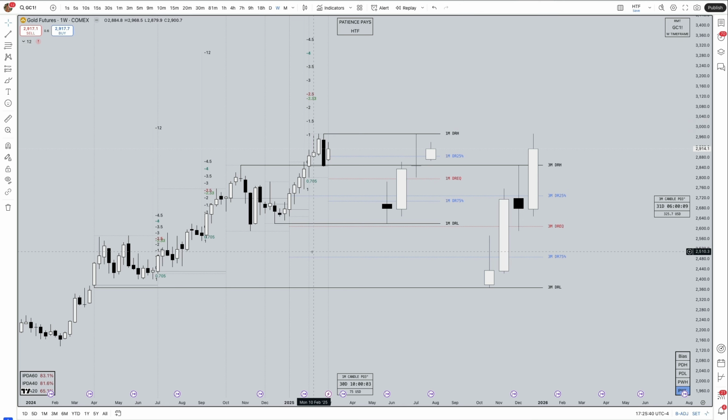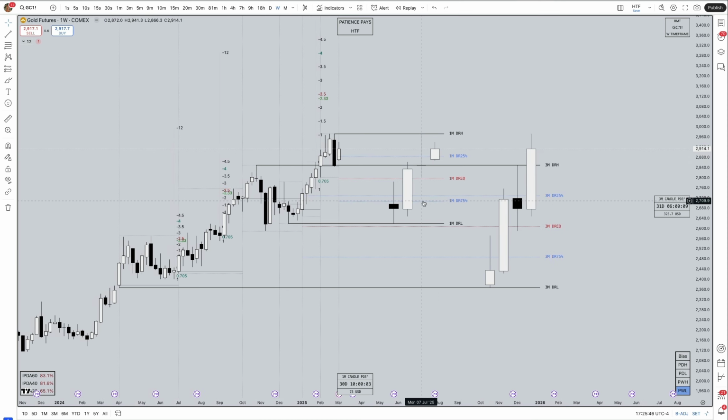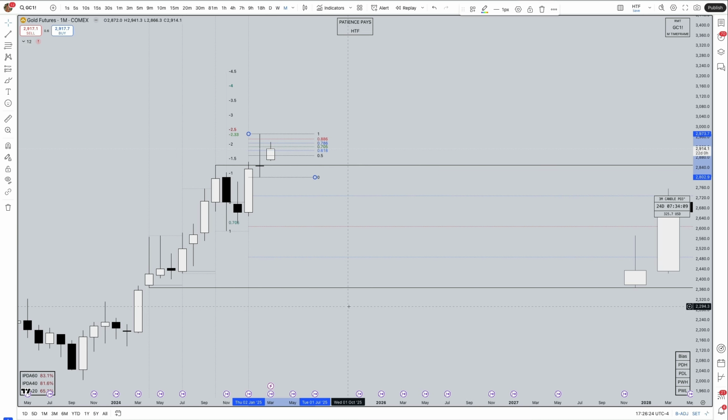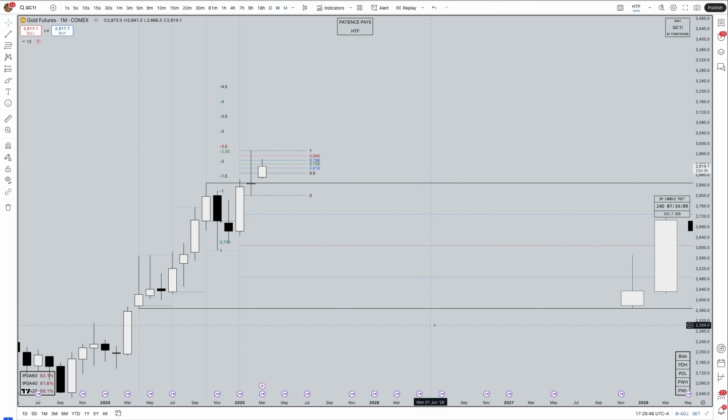The monthly dealing range, we are in the deep premium, above the 25%. The quarterly dealing range, we are above the high, so here, and price swept September lows but couldn't close below the low. On the monthly time frame, price touched minus 2.33 standard deviation from November offset week, and price made a retracement to the 0.786 level of the current dealing range.